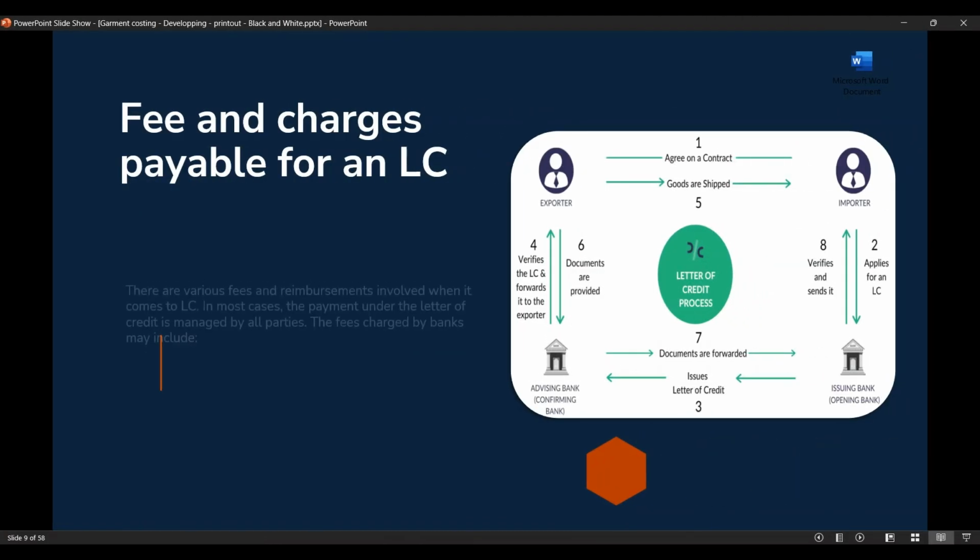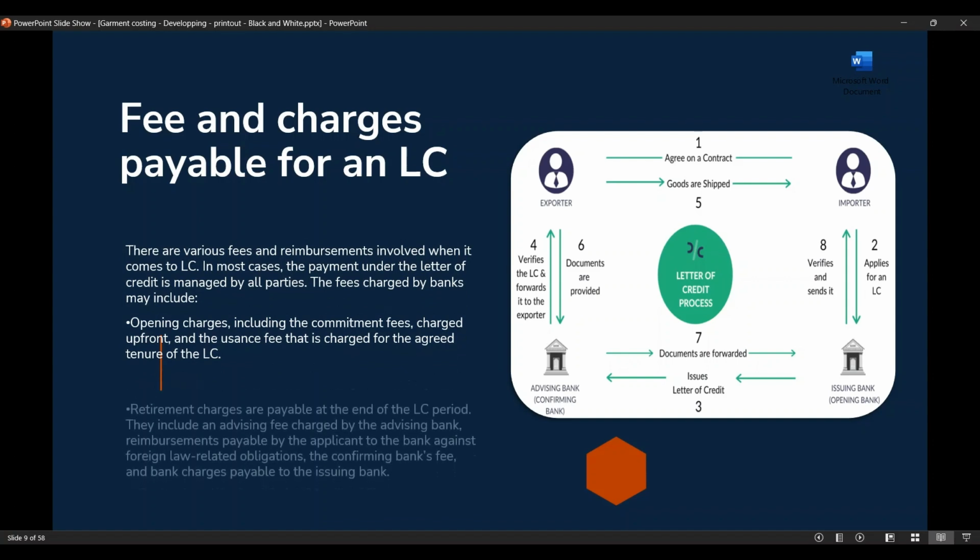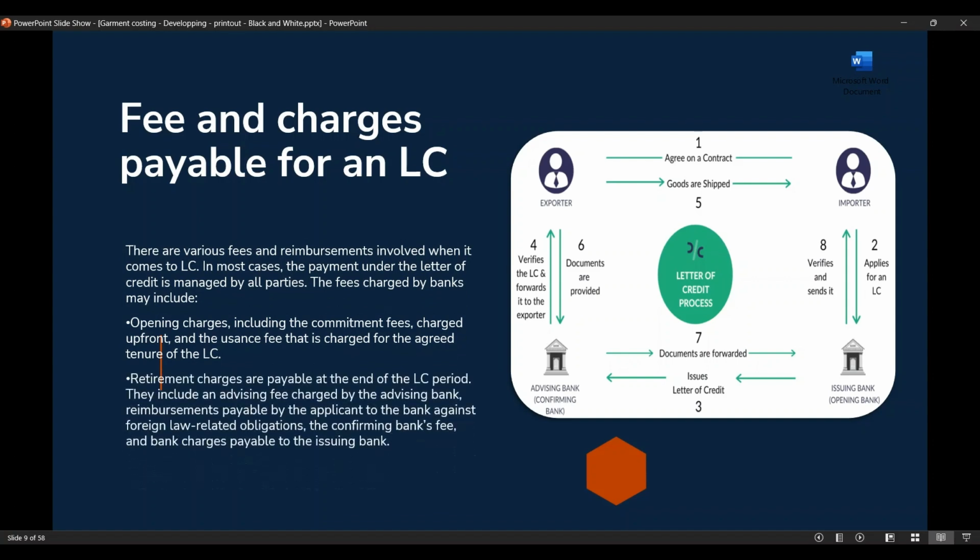Fee and charges payable for a letter of credit. There are various fees and reimbursements involved when it comes to LC. In most cases, the payment under the letter of credit is managed by all parties. The fees charged by banks may include opening charges, including the commitment fees charged up front, and the usance fee that is charged for the agreed tenure of the LC. Retirement charges are payable at the end of the LC period.